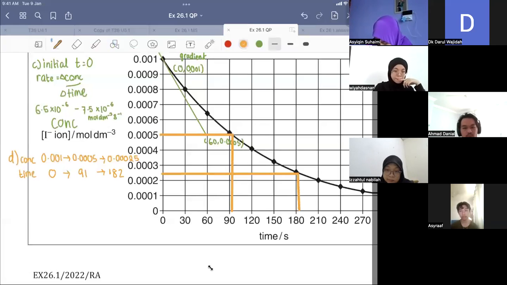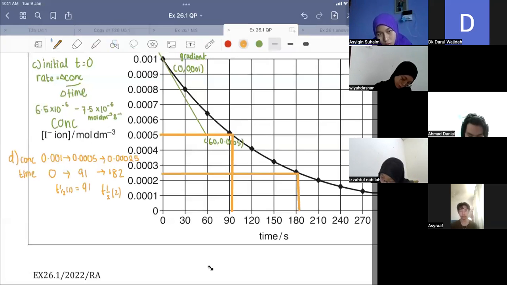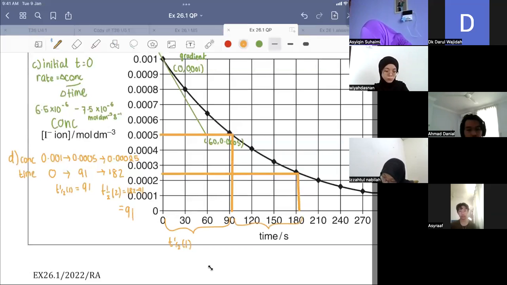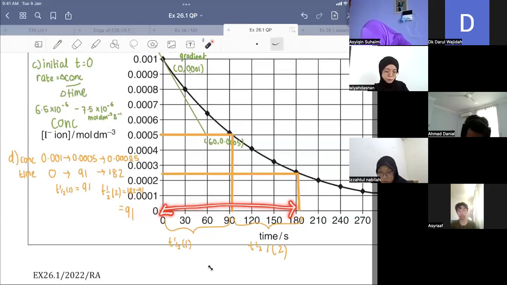The reason why I write this out is so that you can see the first half-life, t half number one, is 91. And the second half-life, t half number two, is 182 minus 91, which is also 91. A lot of students always get confused and they say the second half-life is 182 minutes. Graphically, your first half-life would be this portion. Your second half-life would be that portion, 182 minus 91. Not from zero. That is not your second half-life. That's actually your first half-life plus the second half-life.